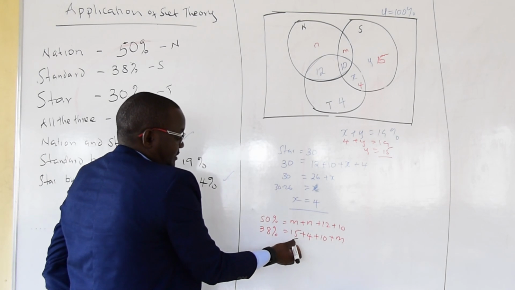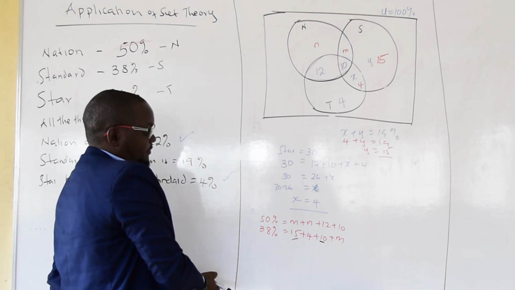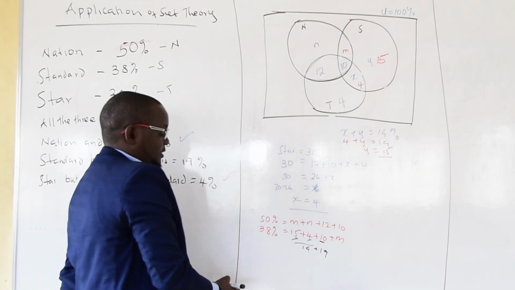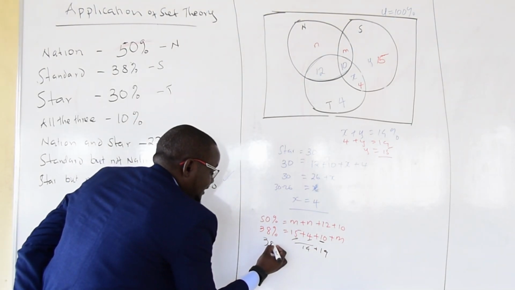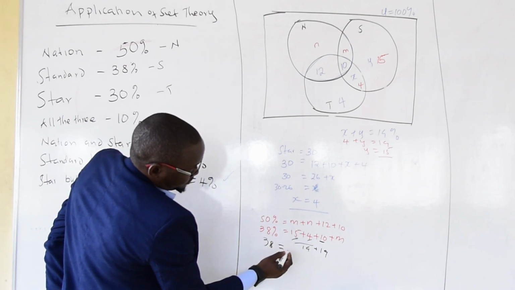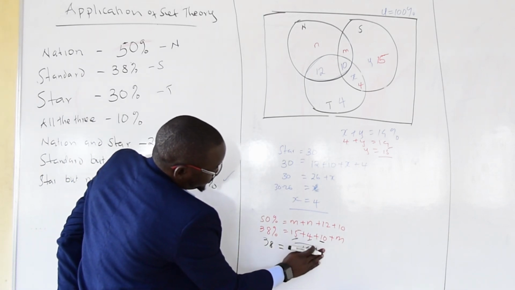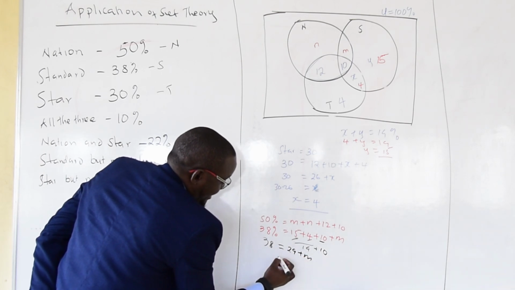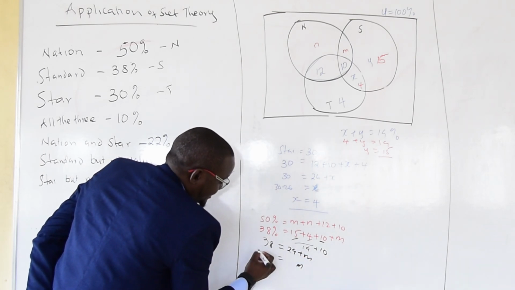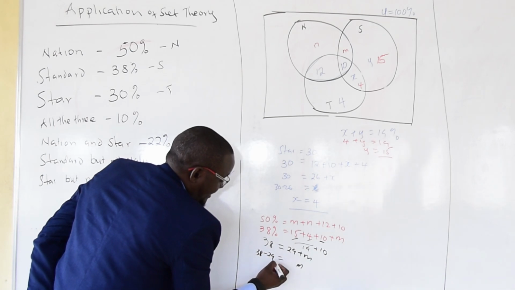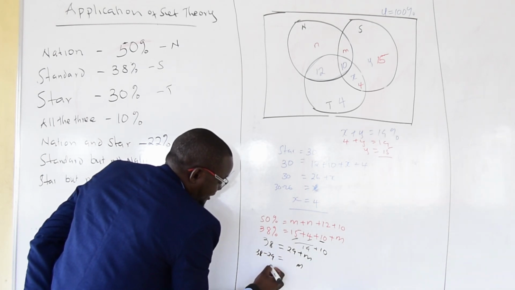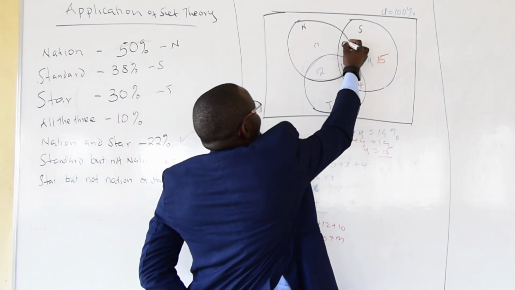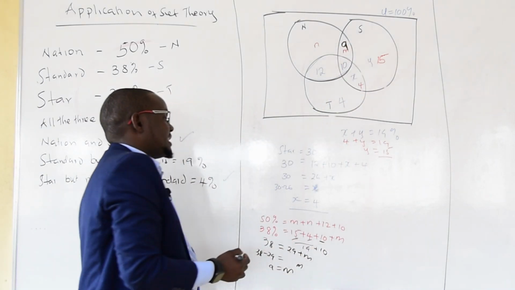So I have 15 plus 4, that's 19, plus 10, that's 29. So here we can have 38 equals 29 plus M. So my M here is 38 minus 29. My M is actually 9. So I know this region is 9.